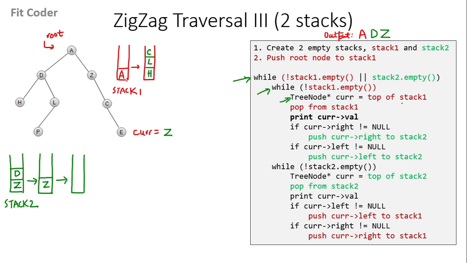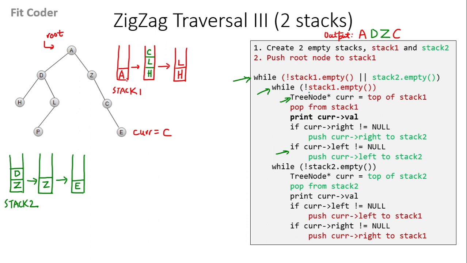We initialize current with top of stack 1. Top of stack 1 is C. We pop from stack 1. Then we print the value of current. So current is C. We check right of C. Right of C is E. So we push E to stack 2. Then we check left of C. Left of C is null.